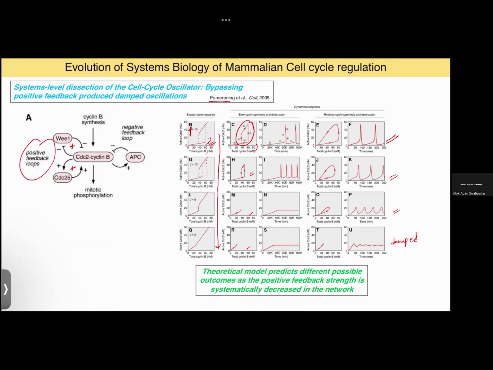Makes sense? If you also think from a physical perspective, only if you have strong positive feedbacks will you have a sufficient amount of this CDC2 cycling. And only then is the negative feedback sufficient. If you have a strong enough positive feedback, it will go up. Since it has gone up, it gives a negative feedback to itself, and only then will it come down. If you don't have enough positive feedback, it won't go up to that extent. That's why you see a damped oscillation.